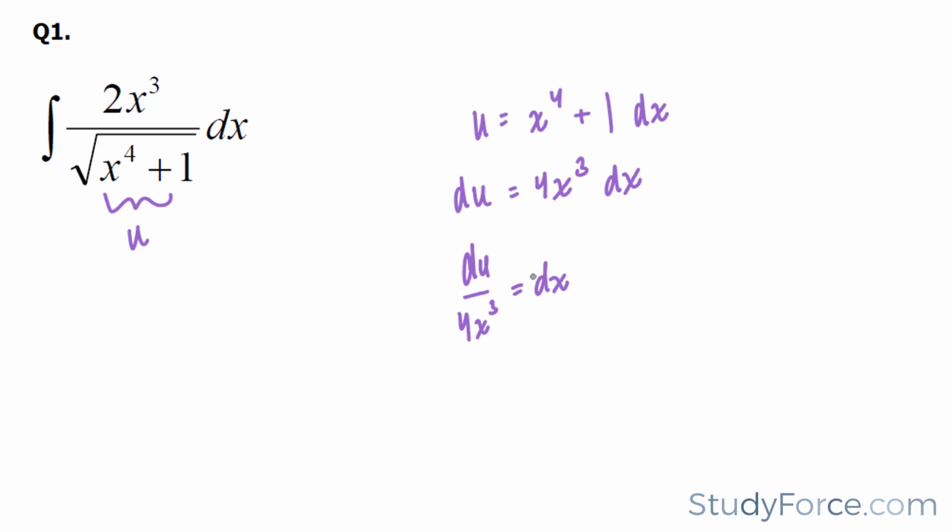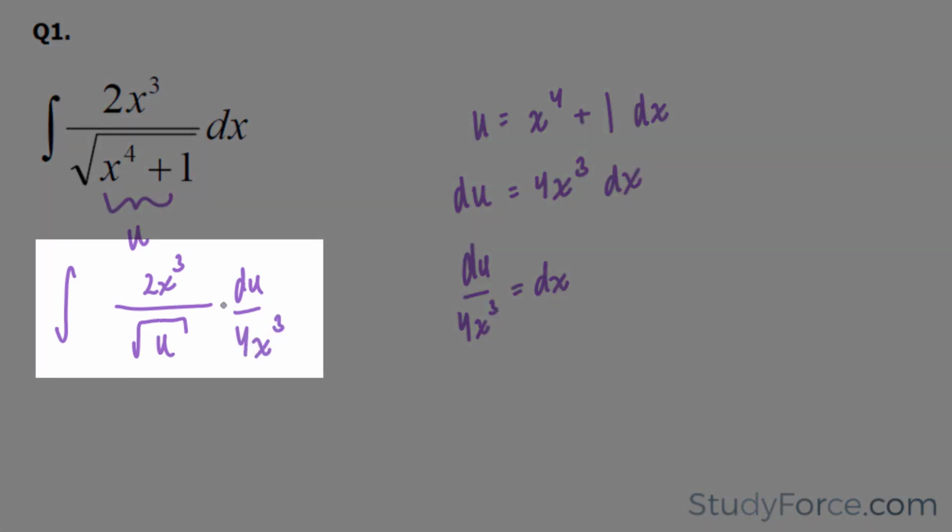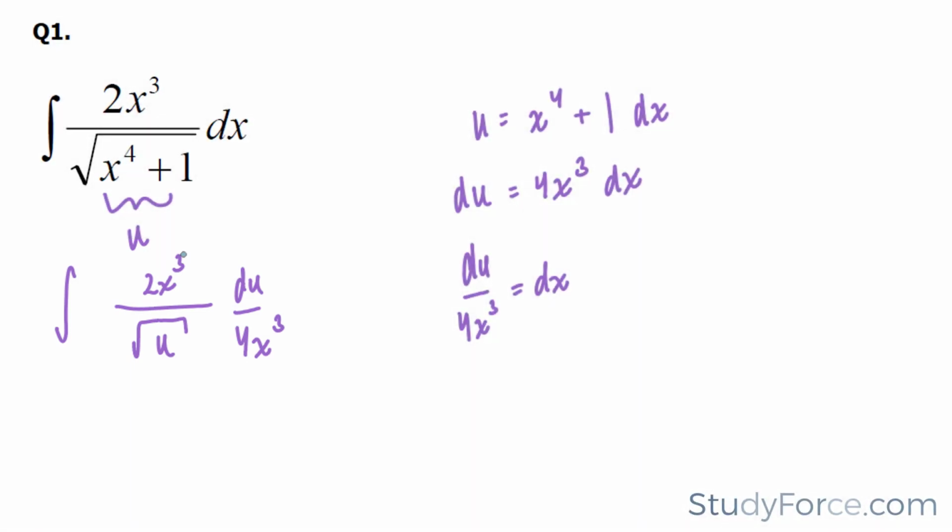Now notice that if I input this back into our function, we've almost accomplished one of our goals, which is to set the whole function in terms of u. Let me show you. So the integral of 2x to the power of 3, that's still a problem, over the square root of u, and now we have du over 4x to the power of 3. Notice that now that I've substituted dx back into our integral, the x to the power of 3 here and the x to the power of 3 over here cancel out. So let's cancel that out.